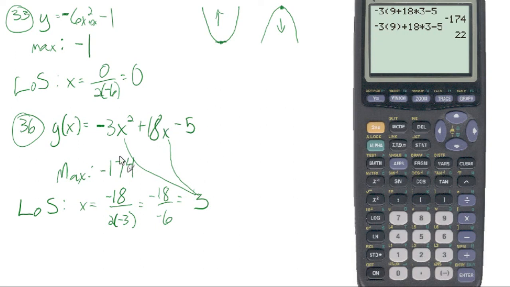22. Okay, so let's just erase this silliness here. So 22 is our maximum value. That's the biggest value we'll find on the graph, the parabola of this function. All right.